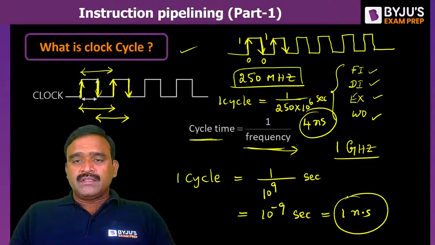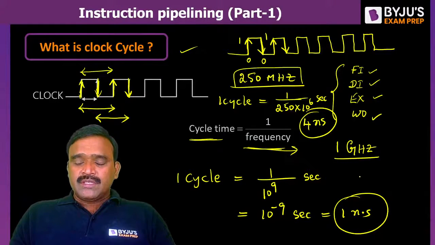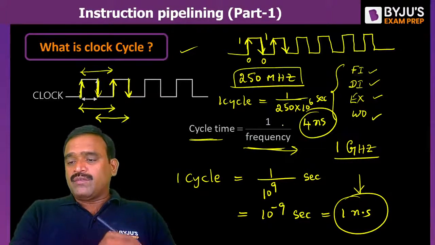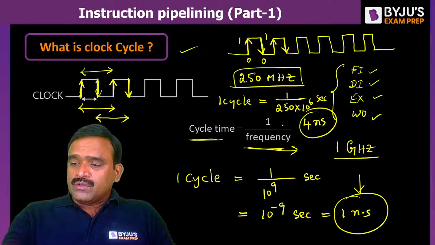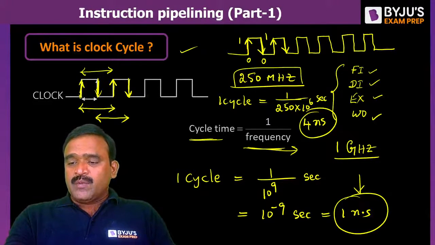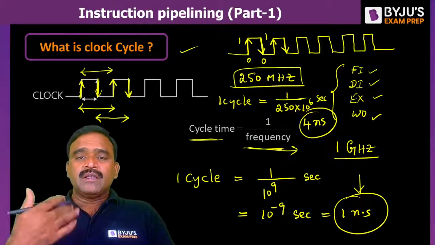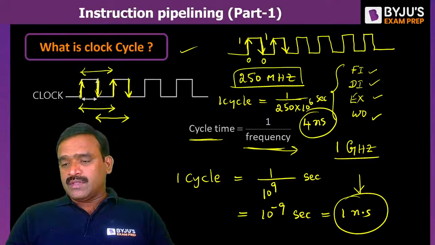So how much faster is it? 1 gigahertz frequency is 4 times faster than the 250 megahertz. So this is what the cycle time is, and because a computer system requires some cycles for execution of these instructions.